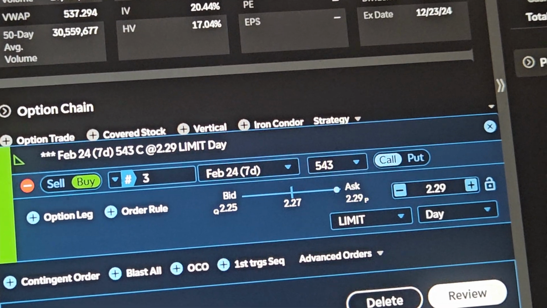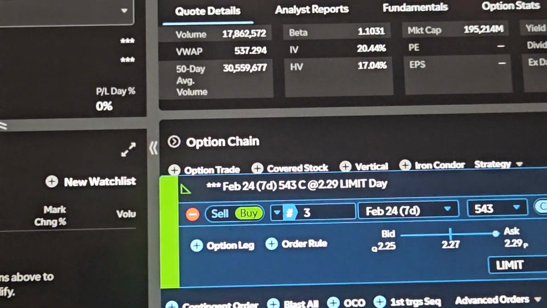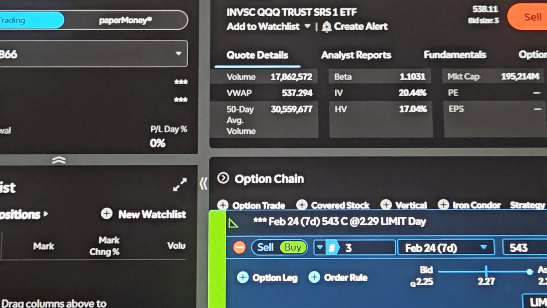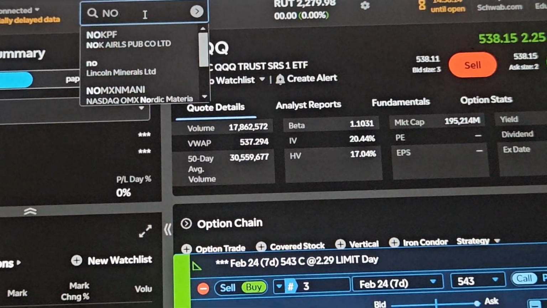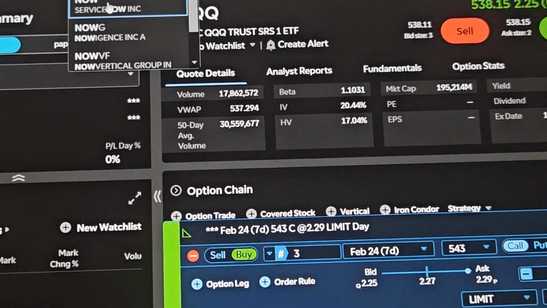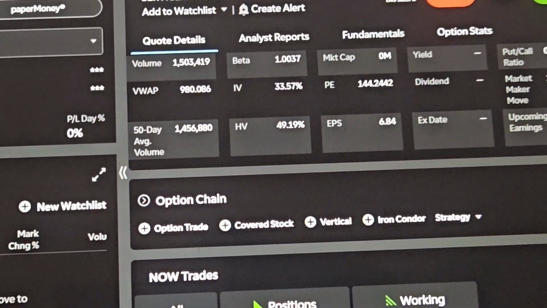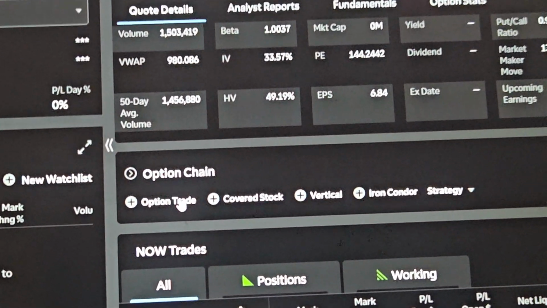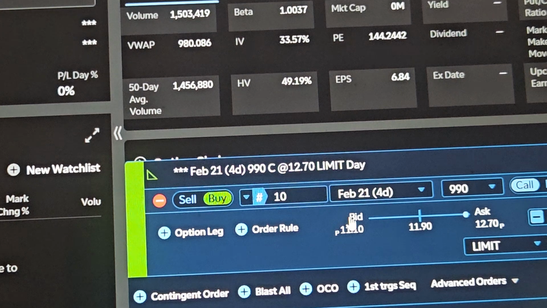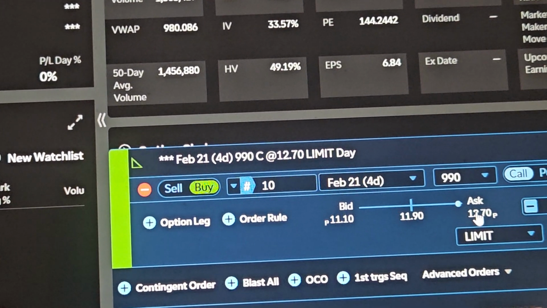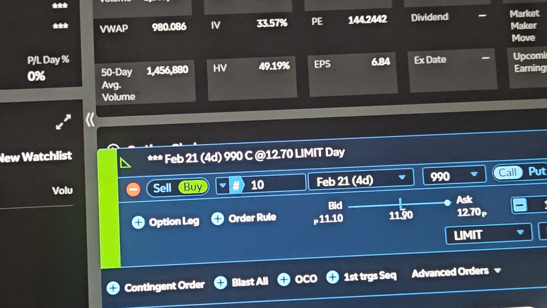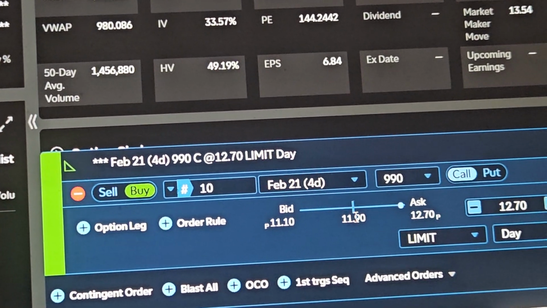And now to show you the difference, if I go up here to a stock called Now, and if you look at Now options chain, click on options trade, I just want you to look. So the bid right here is $11.10 and the ask is $12.70. And that means the actual price is $11.90. So that's a big difference.